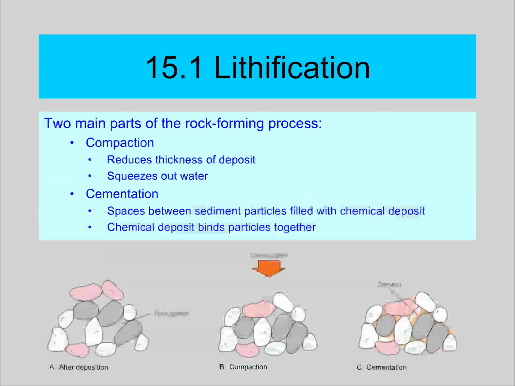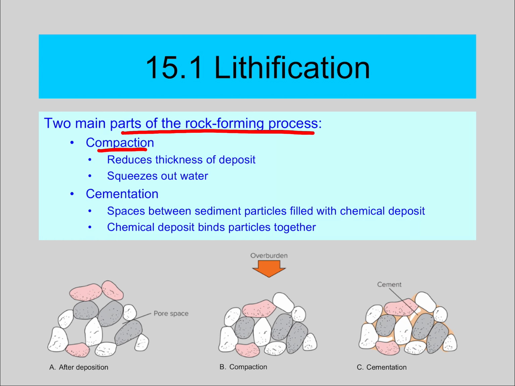Lithification is going to be essentially our rock forming process. There are two main parts of it. The first is compaction, where we reduce the thickness of the deposit. We're squeezing out the water that's between the rocks. And then cementation, where the spaces are filled in with a chemical deposit, and the chemical deposit binds the particles together.